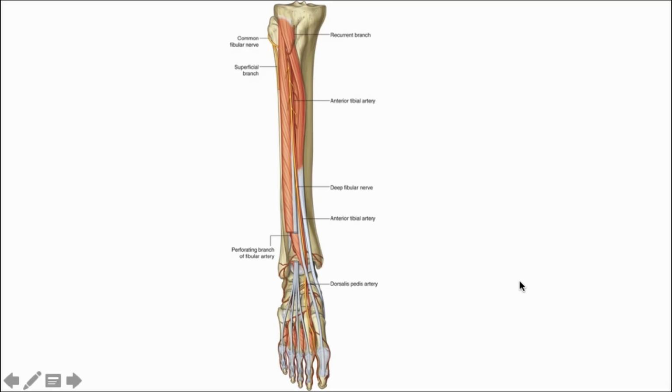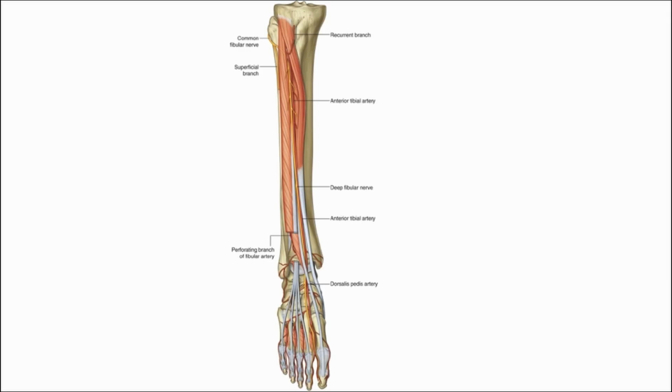As far as arteries go, we have the anterior tibial artery. This is associated with the anterior compartment. As far as veins go, deep veins follow the arteries and have similar names. And as far as the nerves go, we have the deep fibular nerve.